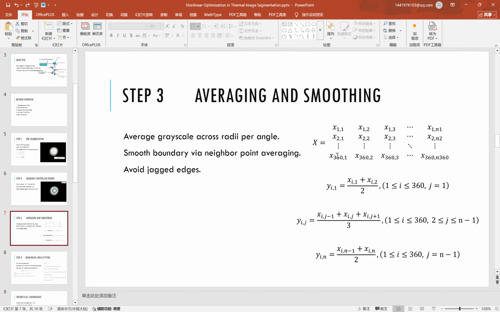Assuming the matrix is Y after the average operation, the average operation is as follows. We use the average of 3 points to smooth the gray values of x.